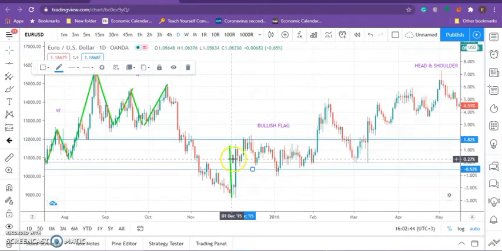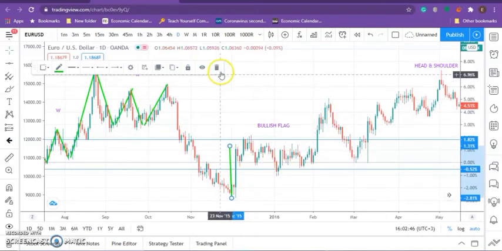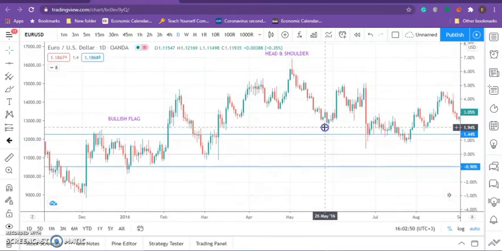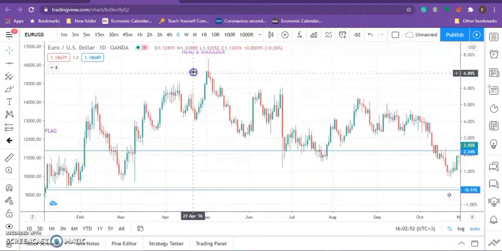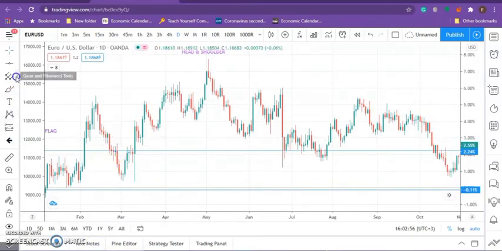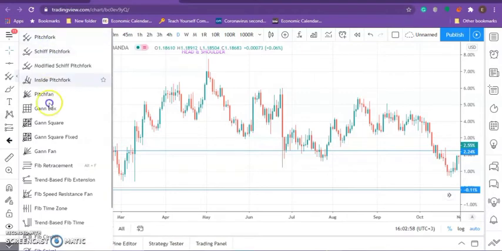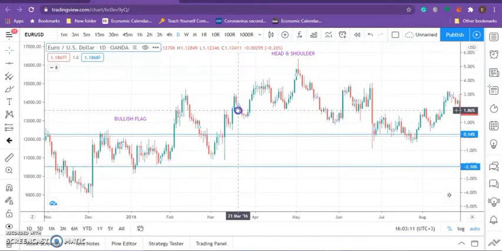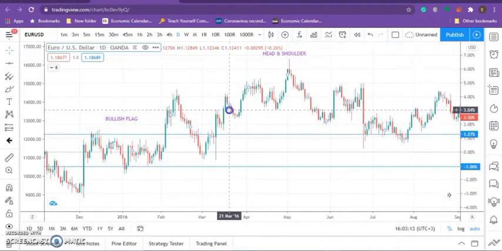So that's also another good pattern which you can use. We call it the bullish flag. You can read more about it. We'll jump right back to it here. So that's the bullish flag.